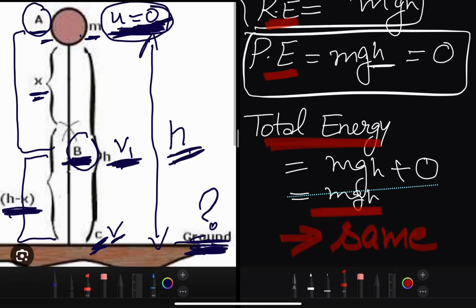which means the principle of conservation of energy, that energy can never be created nor destroyed, but it can convert from one form into another. Thank you, children.